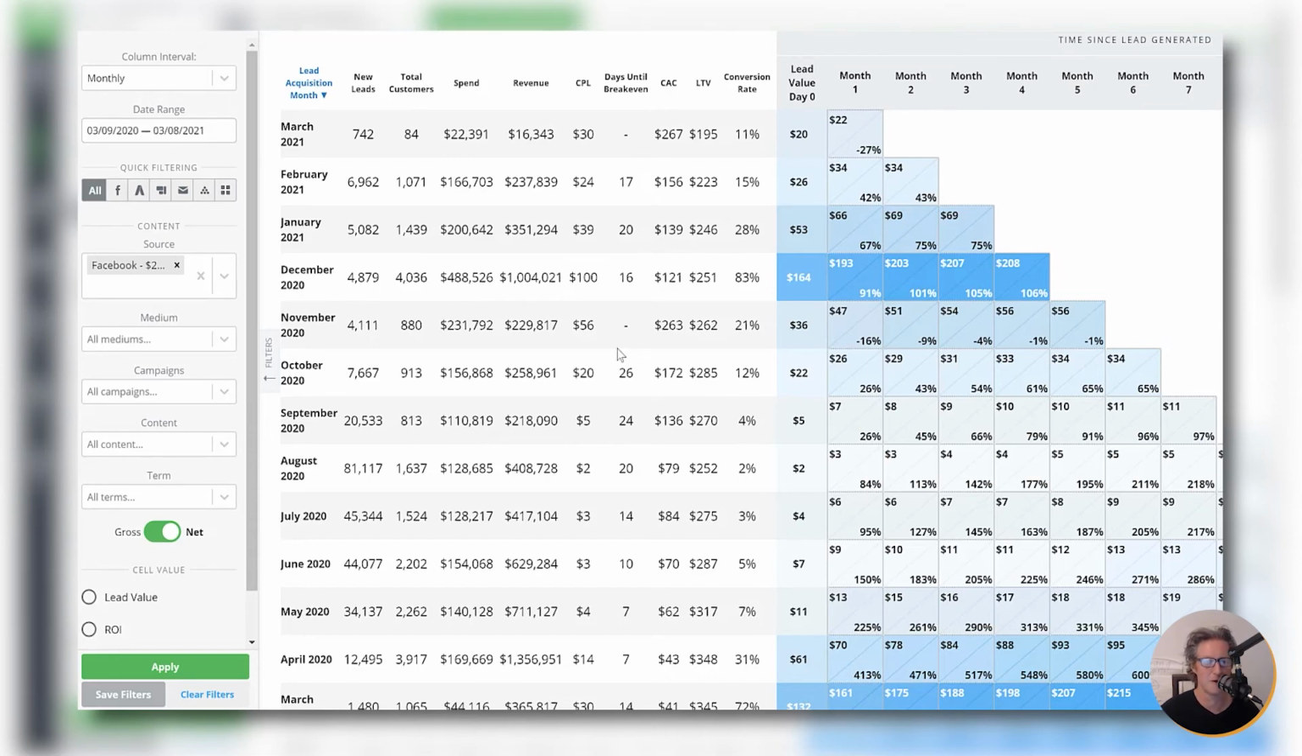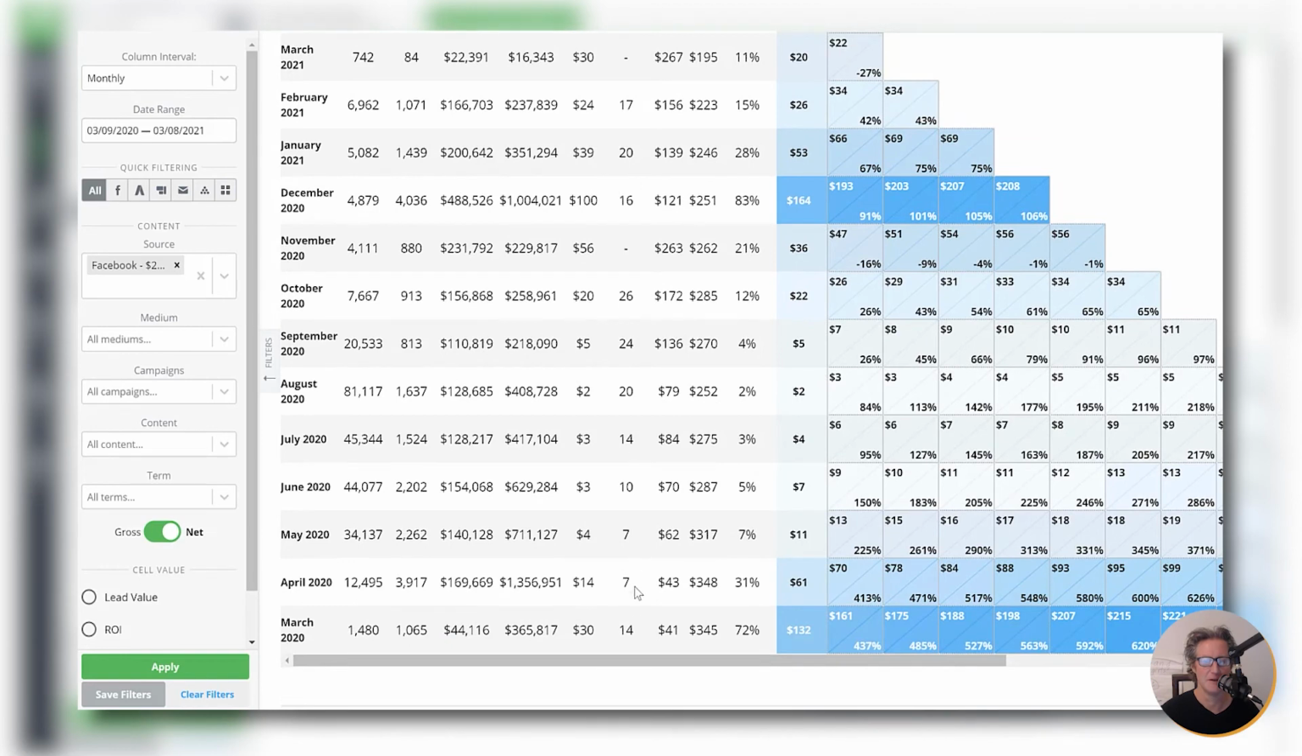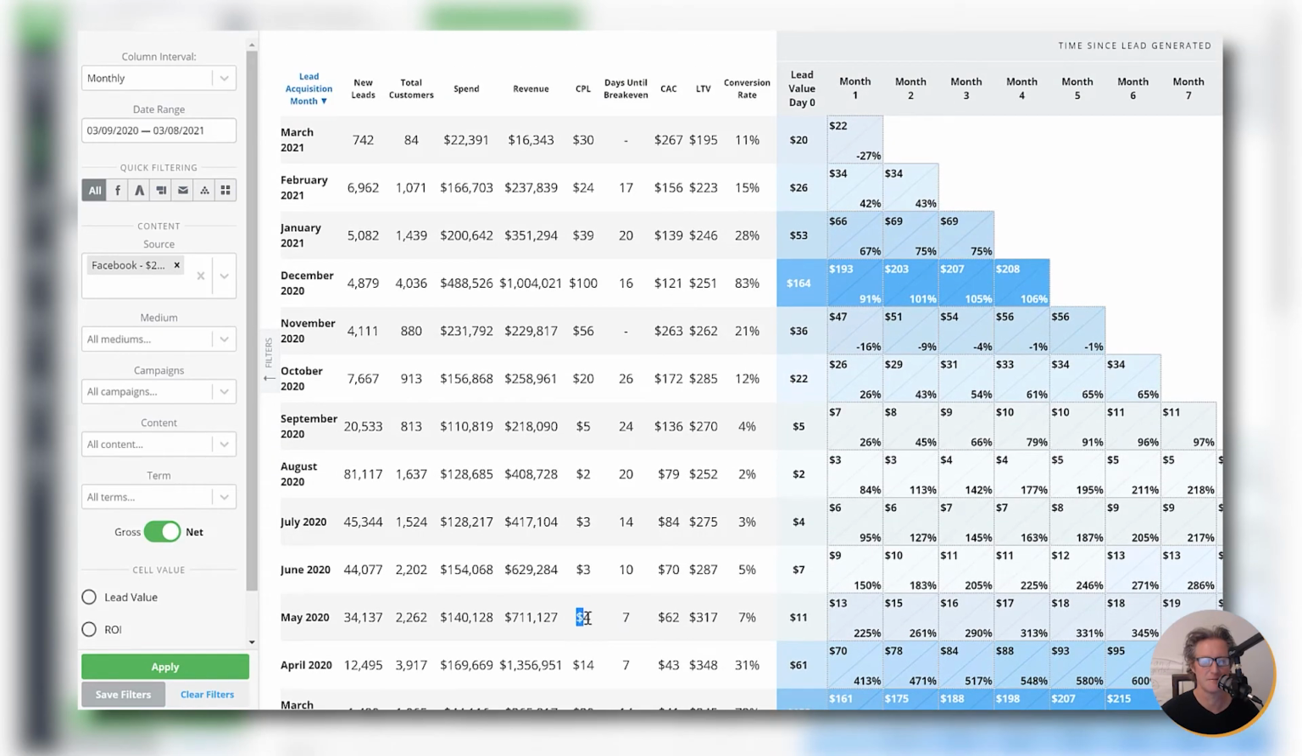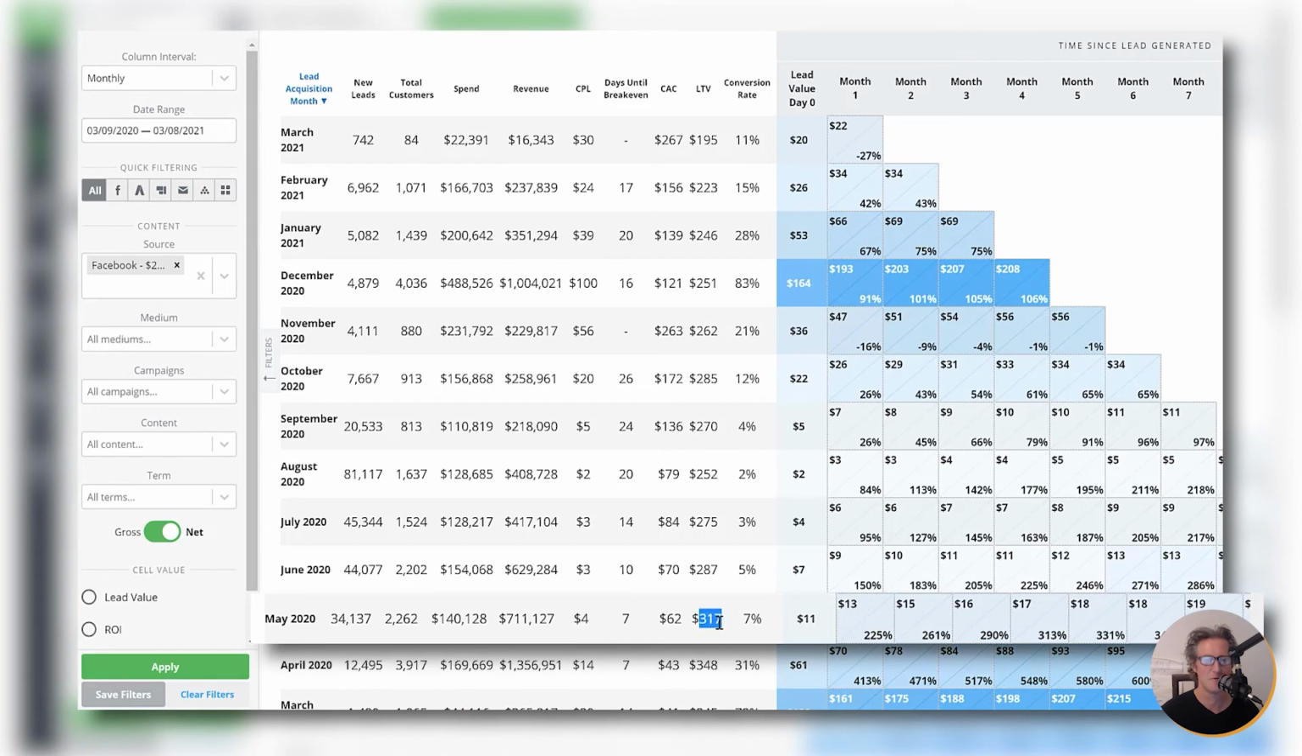What months were great for Facebook leads? Well, in that question are a couple things. How fast do you break even? May, 7 days. How much did the leads cost? $4. What's the lifetime value? 317. That's amazing. But also, because we have the ad spend, we can see the Facebook ad spend and the Facebook generated revenue. You can see it's like 5-to-1, but we can see the ROI over time.